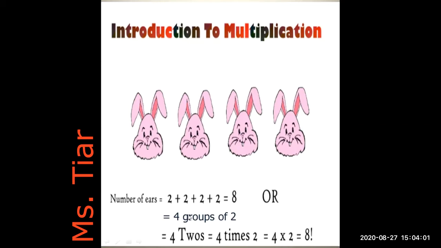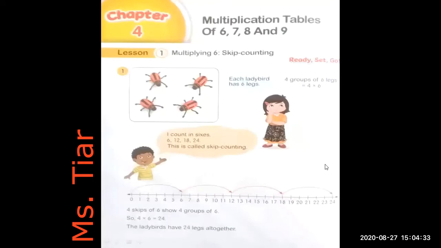So if I say count on 3, the multiplication will be 3s. Get it? So count on 4, we say 4s. Count on 5, we say 5s. Count on 6, we say 6s. Count on 7, we say 7s. Count on 8, we say 8s. Count on 9, we say 9s. Count on 10, we say 10s. Do you guys understand? Now let's go to your textbook.